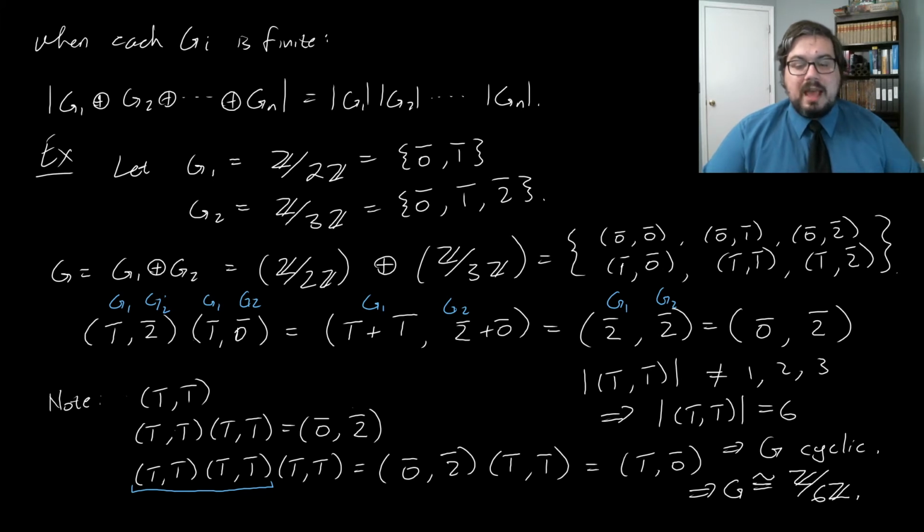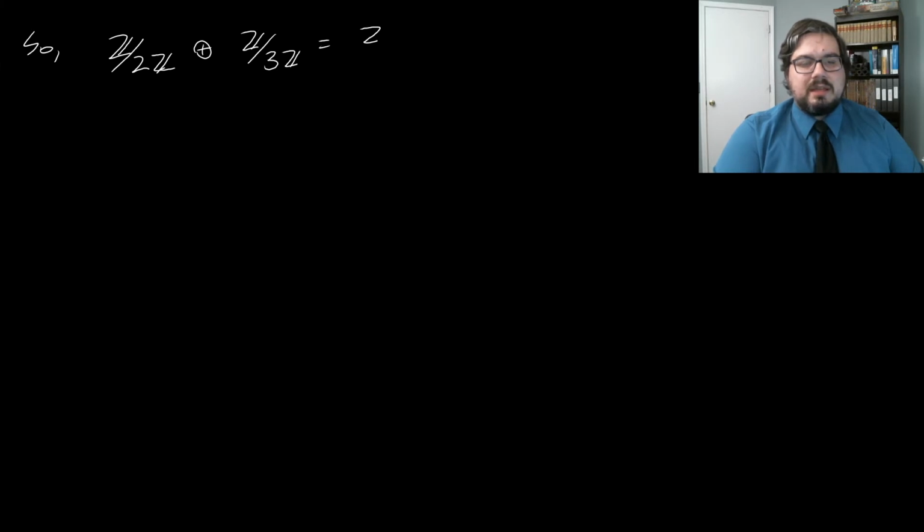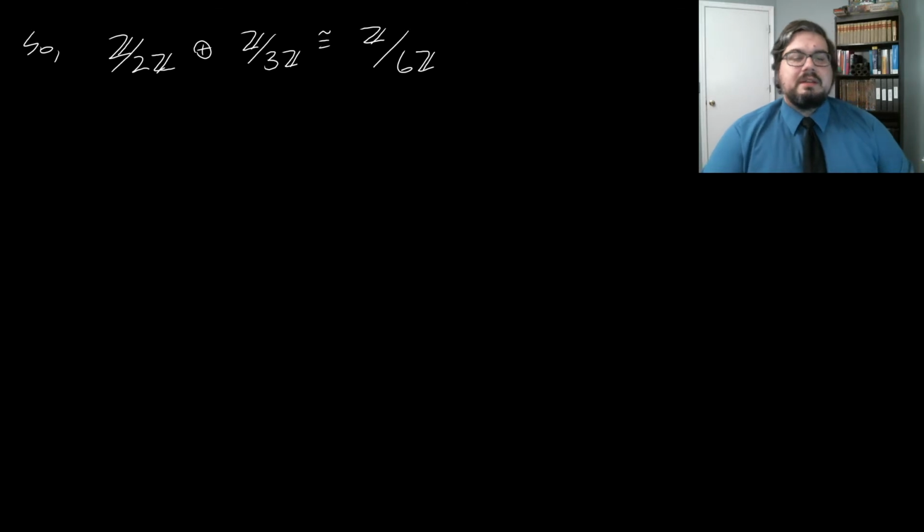So, what we have just shown, in fact, is that the direct product of the cyclic groups Z mod 2Z and Z mod 3Z is the cyclic group Z mod 6Z. Let me write down that conclusion on a new page. So we have that if we take Z mod 2Z and take the direct sum with Z mod 3Z, we get that this is isomorphic to the cyclic group Z mod 6Z.